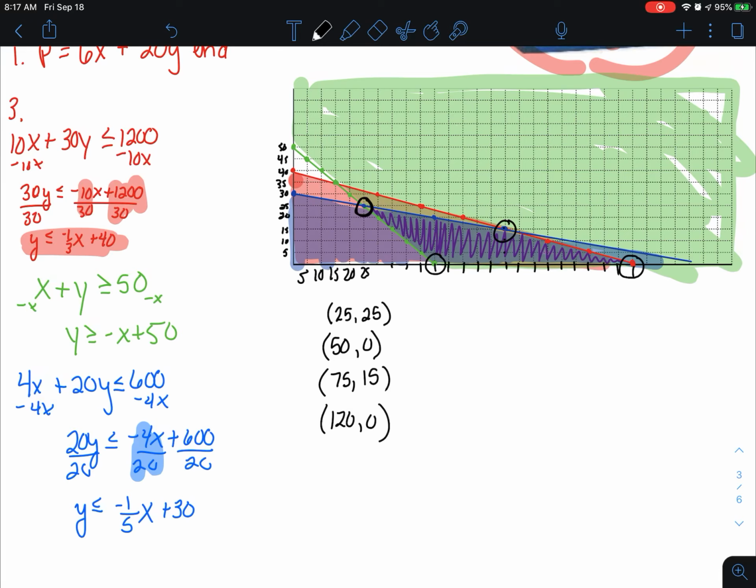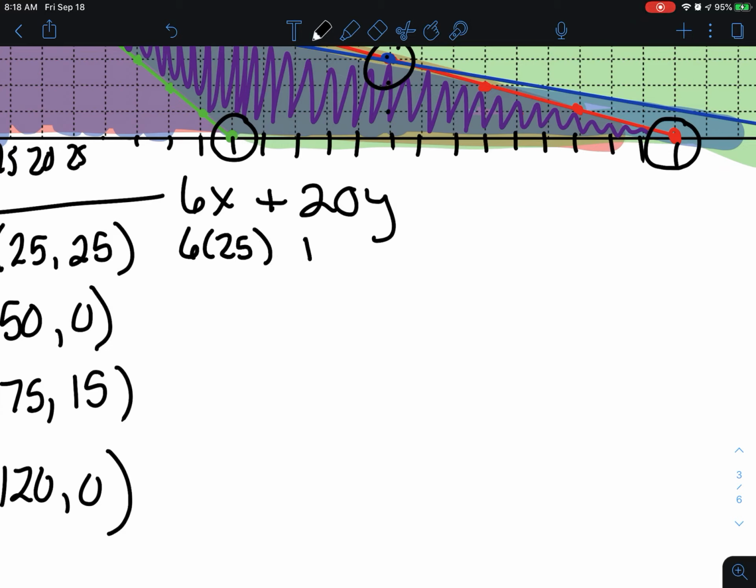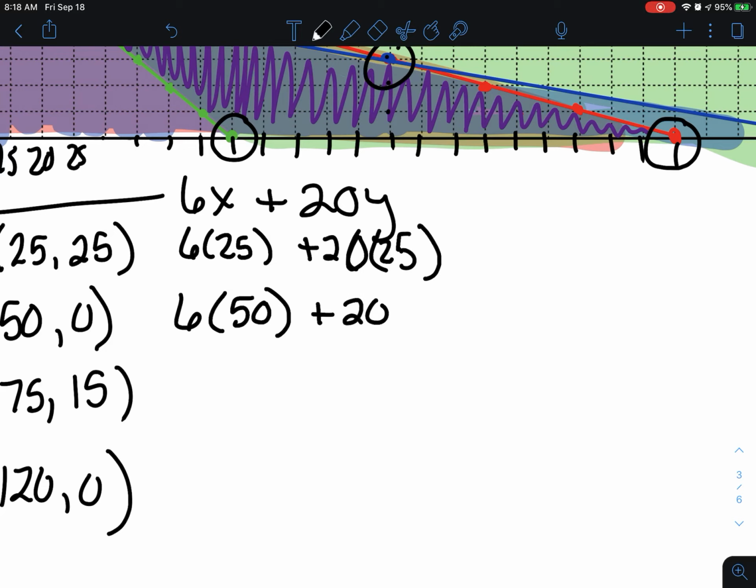So I'm going to test 25 for x and 25 for y. I'm going to test 50 for x and 0 for y. I'm going to test 75 for x and 15 for y. I'm going to test 120 for x and 0 for y. Whichever one gives me the biggest number is the one that is the answer.